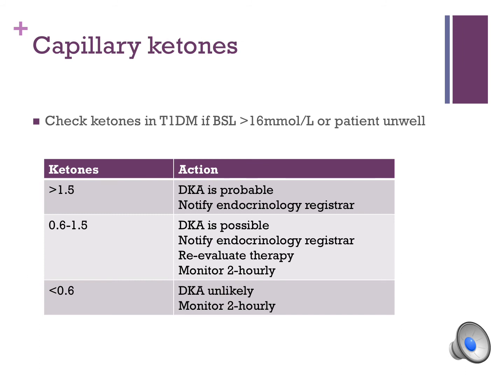Given that Mr. Kim is a type 1 diabetic who has a blood sugar level reading of greater than 16, it's also important that we check his ketones. The following table shows the actions appropriate dependent on the ketone levels. If ketones are greater than 1.5, then DKA is probable and you should notify your endo-reg. If ketones are between 0.6 and 1.5, DKA is possible. You should still notify your endo-reg, reevaluate therapy, and monitor every 2 hours. If ketones are less than 0.6, DKA is unlikely and you should monitor 2 hourly.